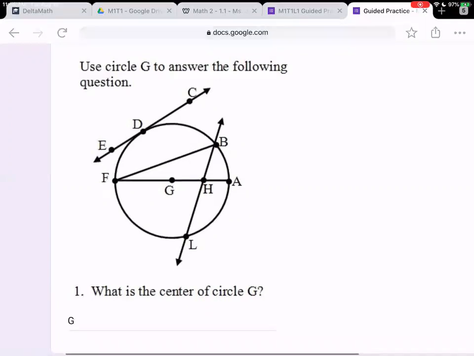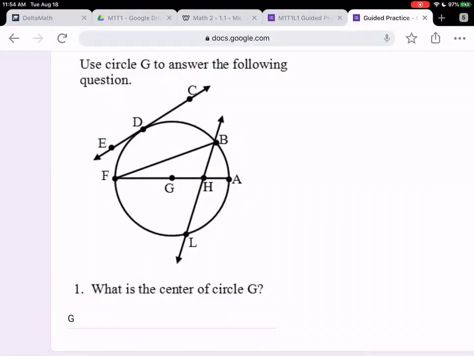1 is G because the center of the circle is named after, you just look at the very middle of the circle. What letter do they give us? They give us G. Also, circles are named after their center. So if I tell you circle G, the center is G. If I say circle O, the center is O.